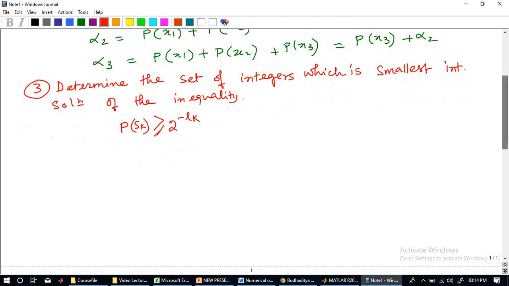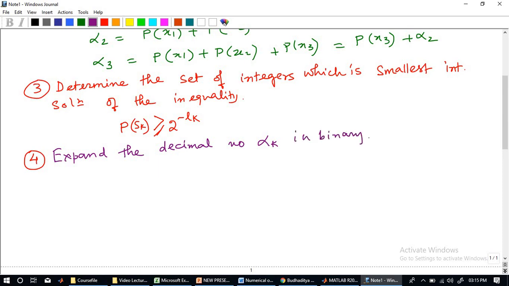And the fourth point is, expand the decimal numbers alpha k, that is the one that we have done, in binary form to Lk places. So these are the 4 rules. First, the order should be in decreasing order. Then we have to do the process.